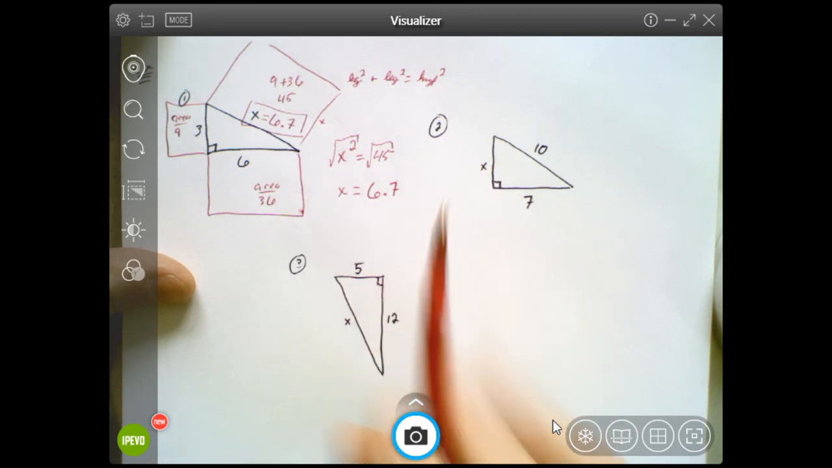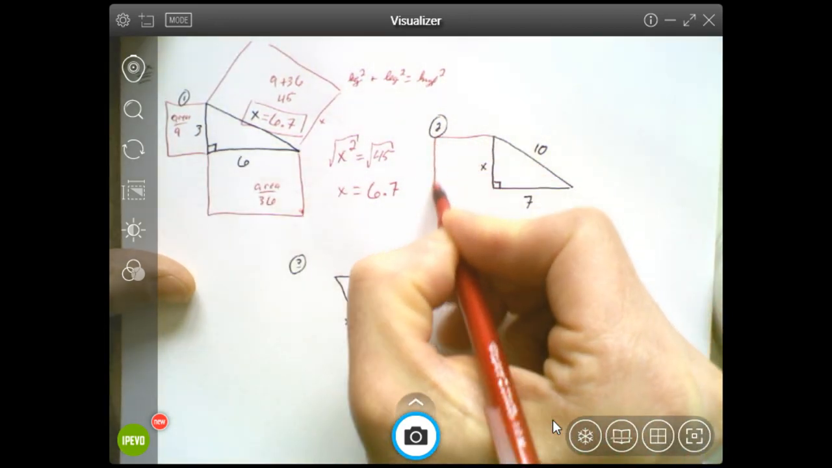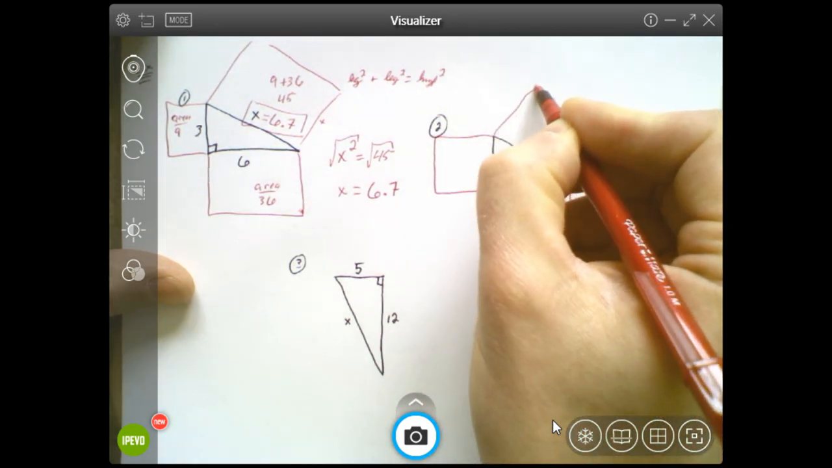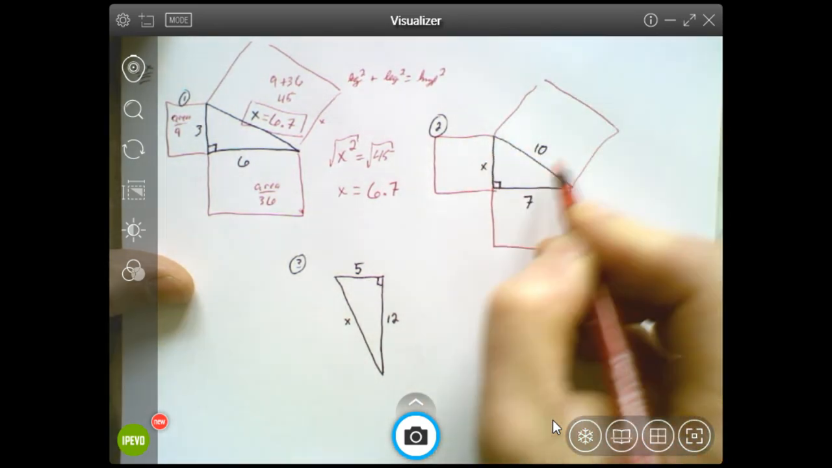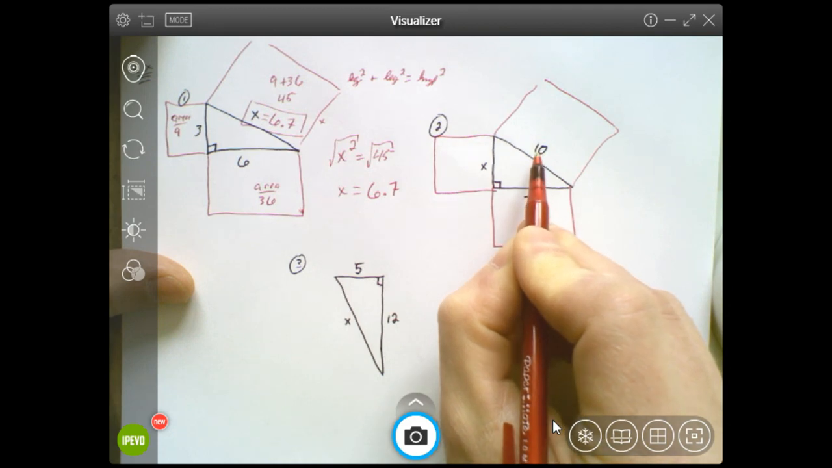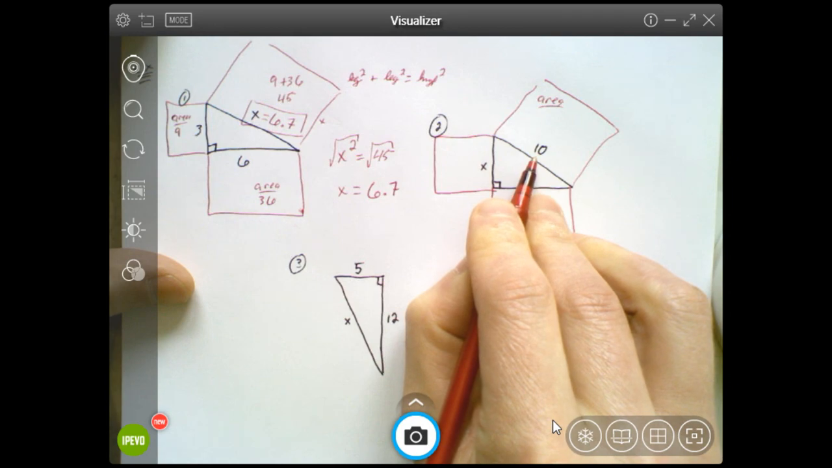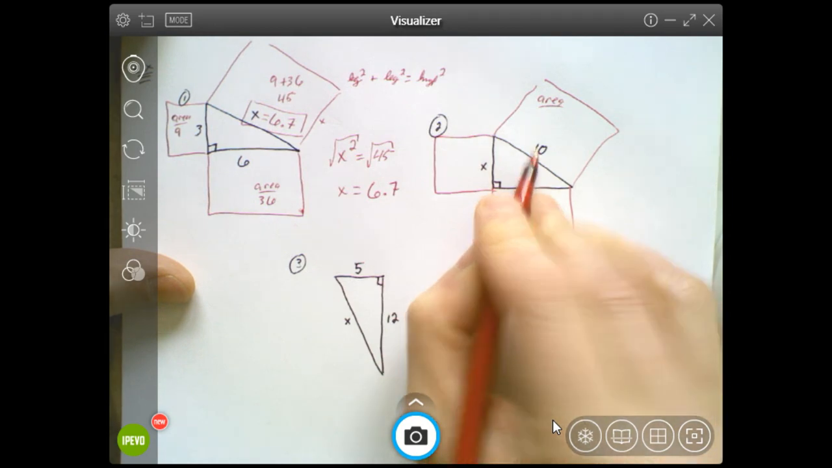Okay, so at this point, I'm going to create my 3 squares off the side of the triangle and fill in what I know, right? So here, I'll just start here. The area of this one is going to be that number squared. So 10 times 10 is 100.